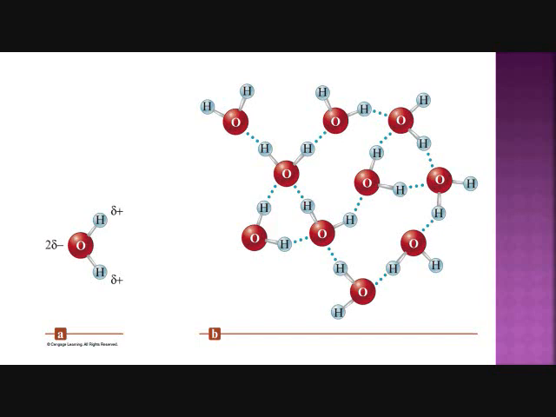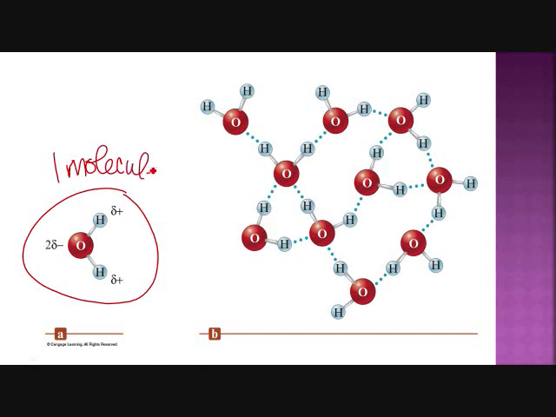So this right here is just one molecule of water, just to give you a reference. But over here on the B side, the dotted lines are your hydrogen bonding. That's happening from the hydrogen of one molecule to the oxygen of the other molecule.